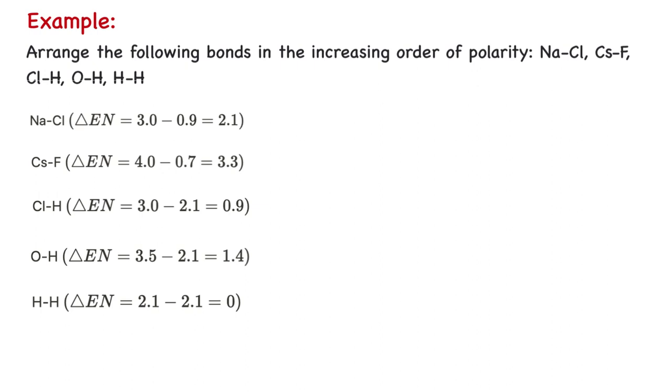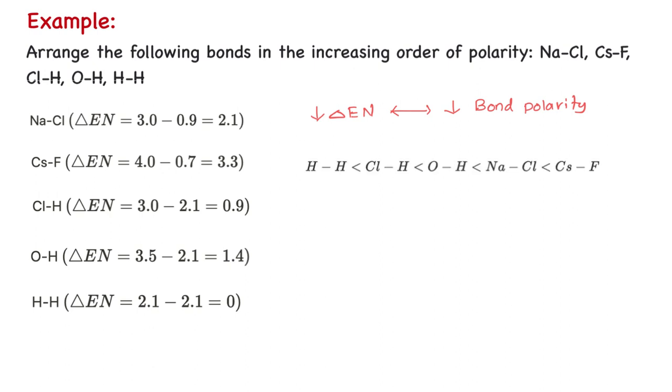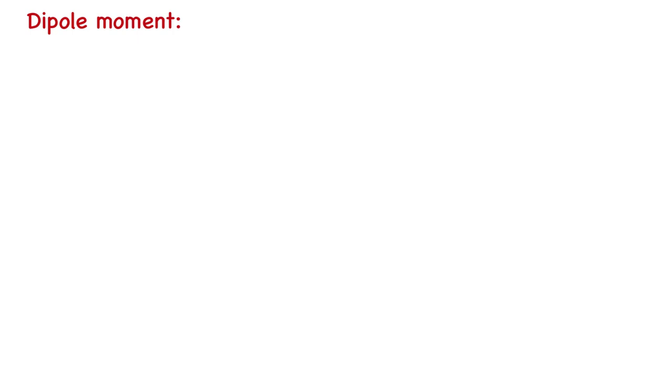We learned earlier that the smaller the difference in electronegativity between the two atoms, the smaller is the polarity of the bond. Therefore, the following is the increasing order of polarity. Hydrogen-hydrogen is the least polar bond, followed by chlorine-hydrogen, then oxygen-hydrogen, sodium and chlorine, cesium and fluorine. Next, we will discuss a concept called dipole moment.